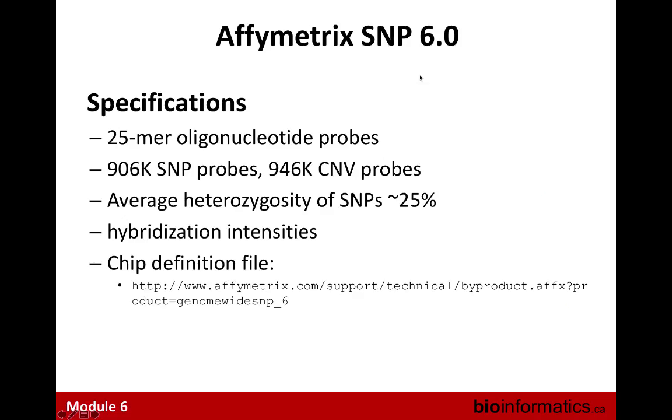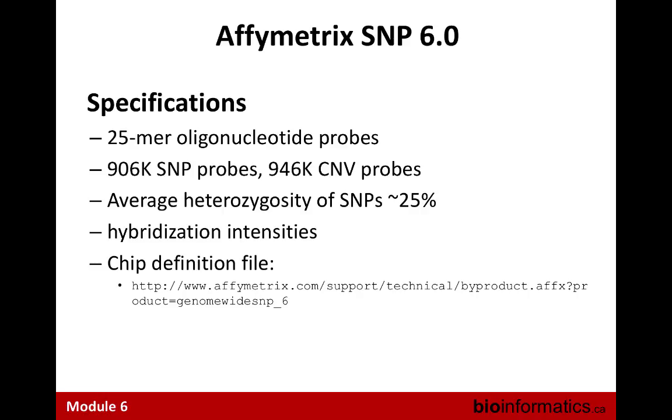And so the Affy SNP6 arrays were designed to measure the presence of SNPs that have this evidence for heterozygosity in the general population. Essentially, it consists of probes that are 25 base pairs long. They're oligonucleotides, which contain the polymorphism in the middle. There are 900,000 probes in genomic regions known to have SNPs, as well as over 900,000 probes in genomic regions which vary in copy number, but don't necessarily have polymorphisms.